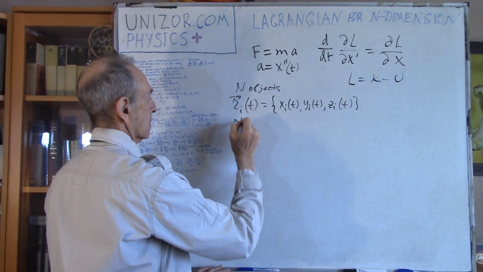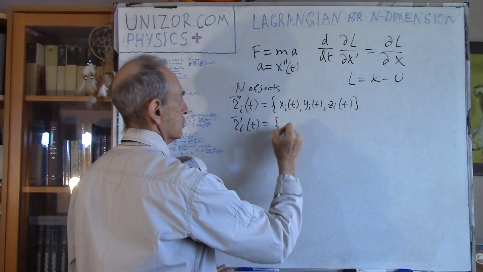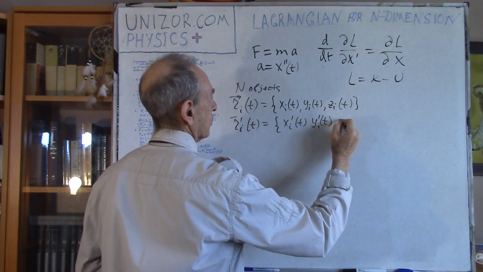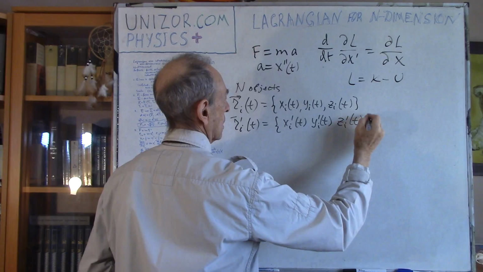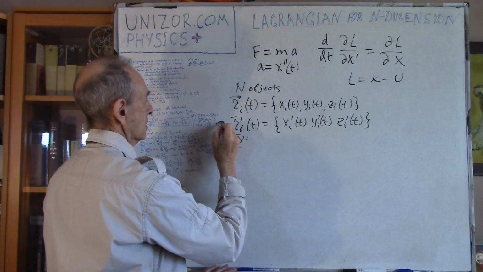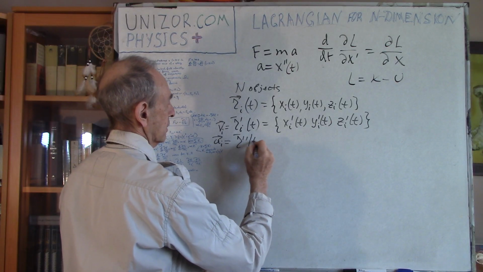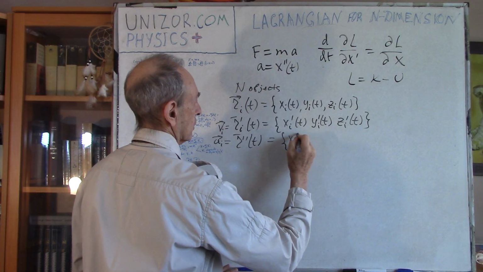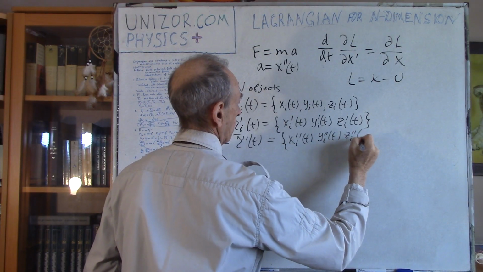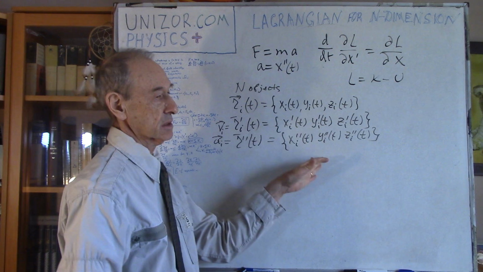Similarly, the velocity is the first derivative of this vector, which is the derivative of the components, the coordinates. And the second derivative is acceleration. So this is v, and this is a. The second derivative with respect to t is the second derivative of the coordinates. Okay, so that's position, velocity, and acceleration.